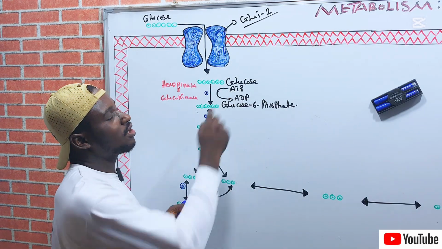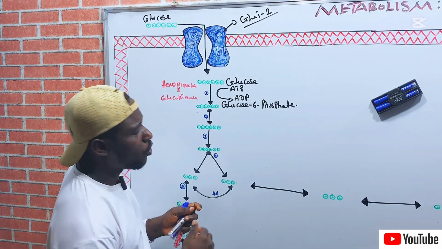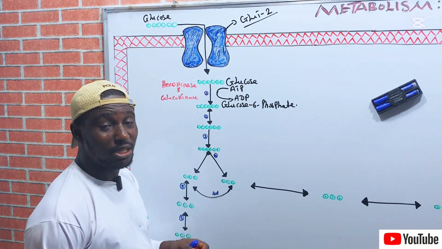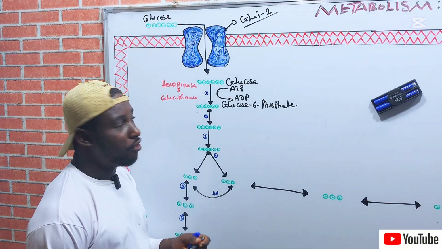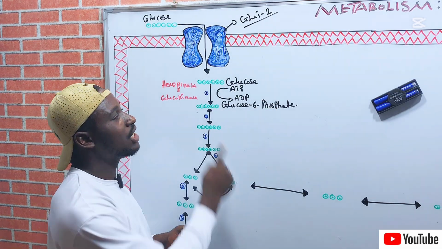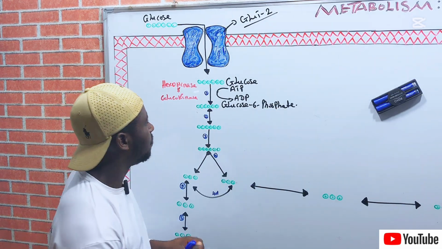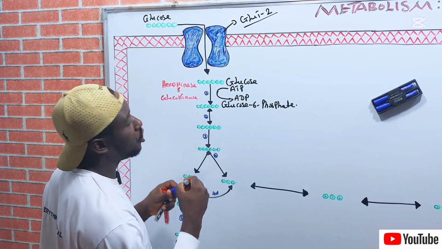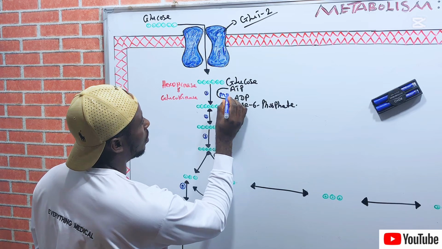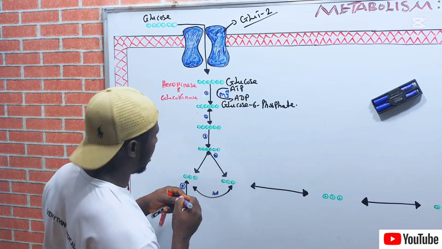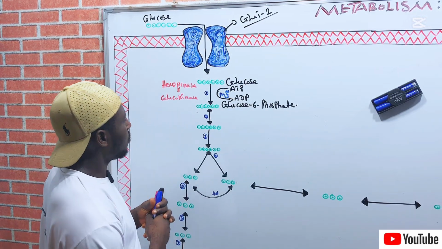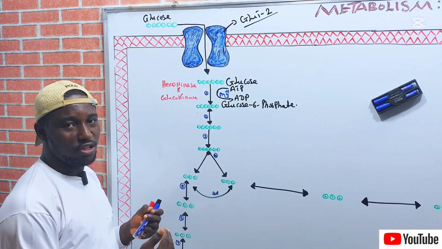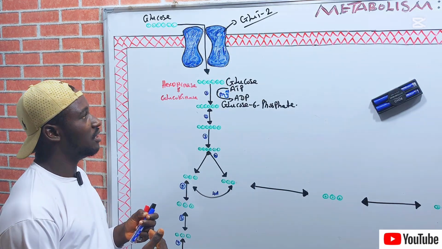Recall that glucose has 6 carbon atoms, right? What will happen in that phosphorylation is that a phosphate group will be attached to carbon number 6 of the glucose structure, forming glucose 6-phosphate by utilizing 1 molecule of ATP. Now, these enzymes use magnesium ion as a cofactor, right? These enzymes are isoenzymes of glycolysis, right?